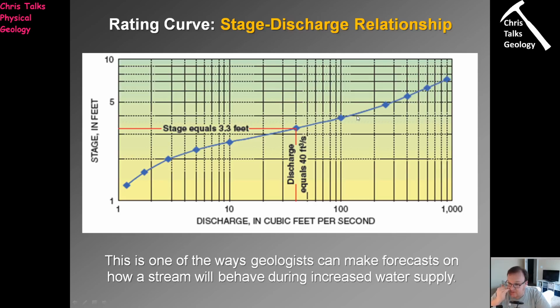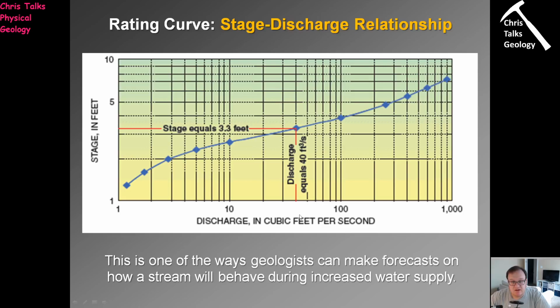Now, this graph is actually quite helpful to us because it allows us to say, right, if we're at stage height 5, we come across, we've hit the line here, we'll come down. Stage height 5 is about 300 cubic feet per second. So you can work out the discharge based on your stage height, or you can say, right, I know the discharge, what's my stage height?